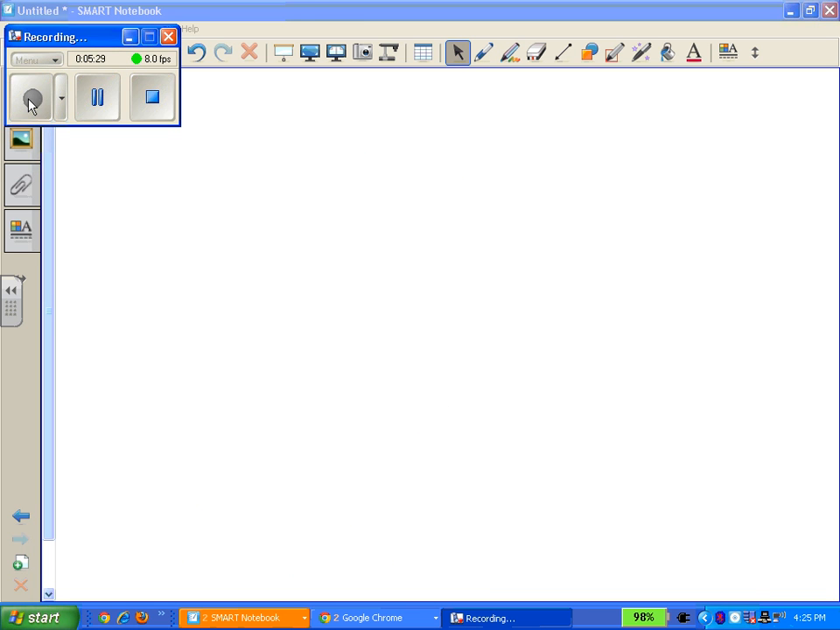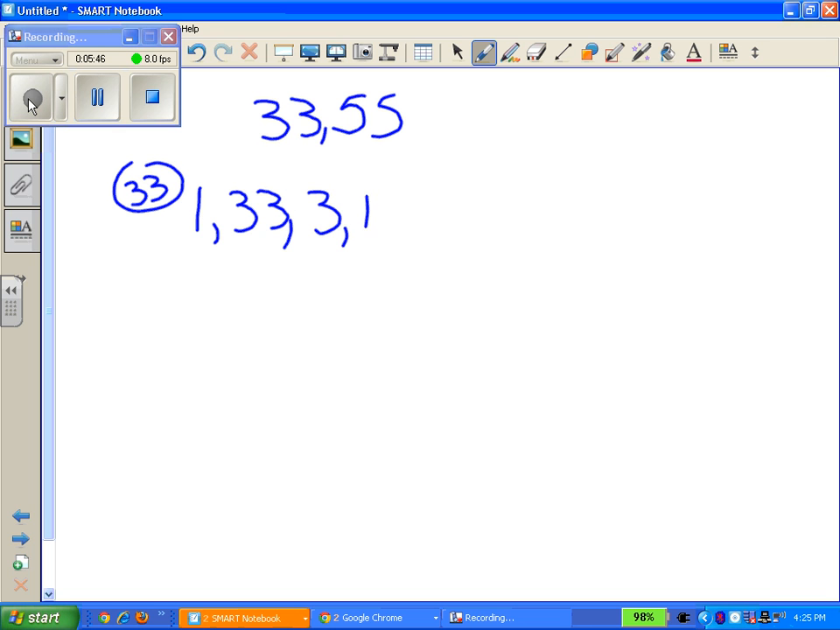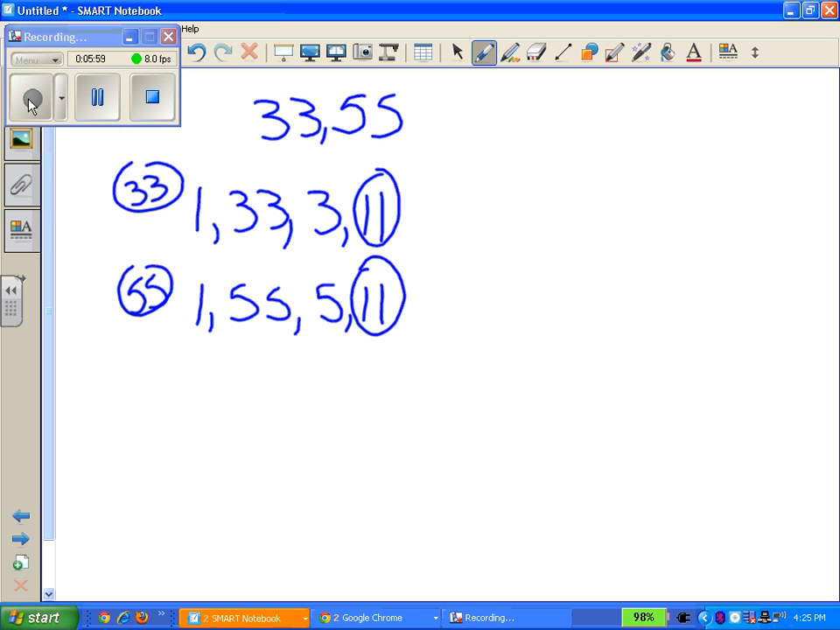And the last problem on your sheet is 33 and 55. So let's find the greatest common factor for those. First, we'll list just the factors. 33: we have 1 times 33, and we have 3 times 11. For 55, we have 1 times 55 and 5 times 11. And the greatest common factor is 11.